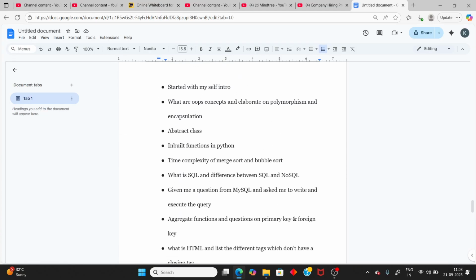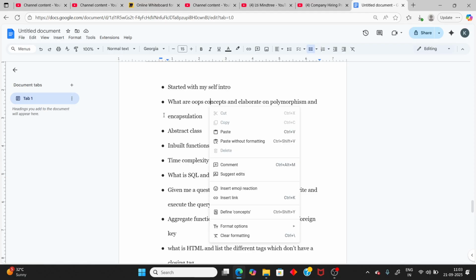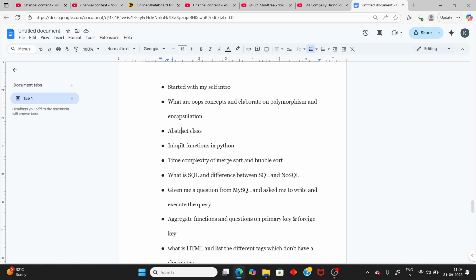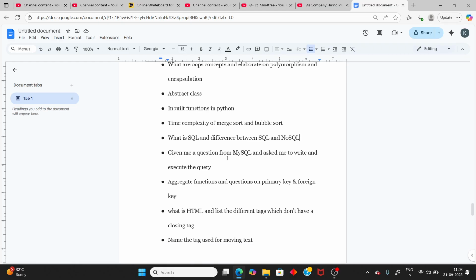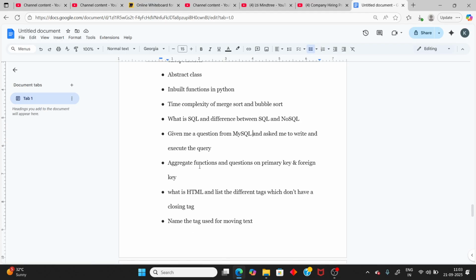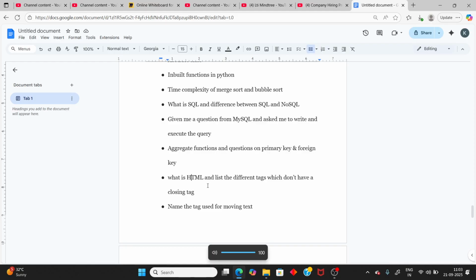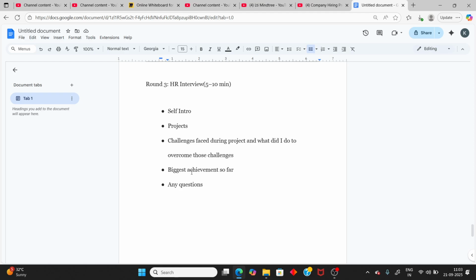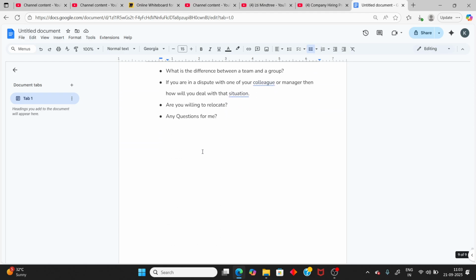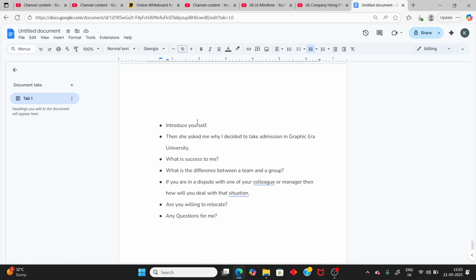And person 6: self intro, OOPs concepts, polymorphism, encapsulation, abstract class, inbuilt functions in Python, time complexity, merge sort, bubble sort, SQL, difference between SQL and NoSQL, given a MySQL question, asked to write a SQL query, and aggregate functions, group by, max, mean functions. HTML, if you mention frontend in the project, they can ask you HTML and CSS questions, and the second is self intro, project, knowledge. So just prepare, and more questions like introduce yourself.